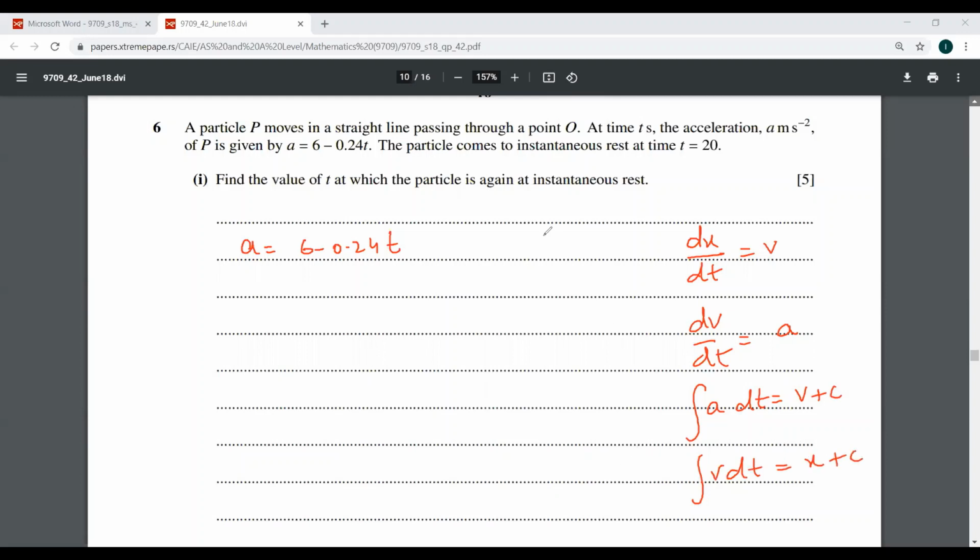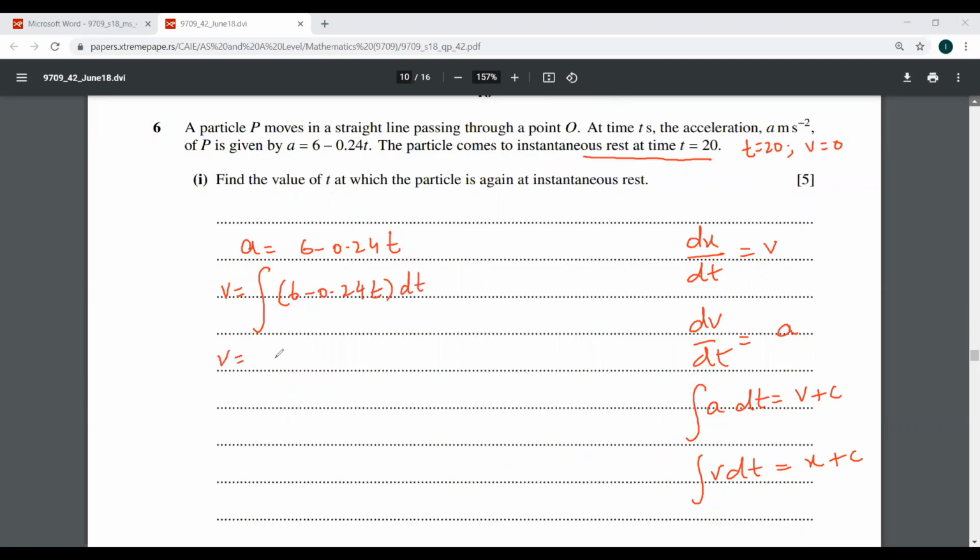So he says the particle comes to instantaneous rest when the time is 20. So indirectly he is giving you that when the time is 20, the velocity is 0. So that you can find that C when you will be integrating it, okay? So this velocity is going to be the integral of 6 minus 0.24 t dt.